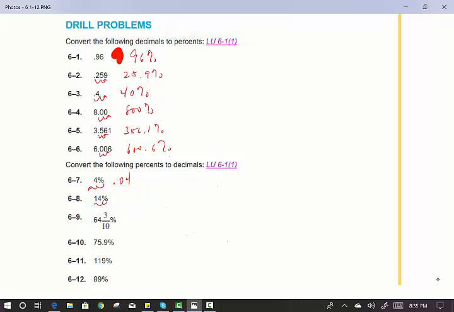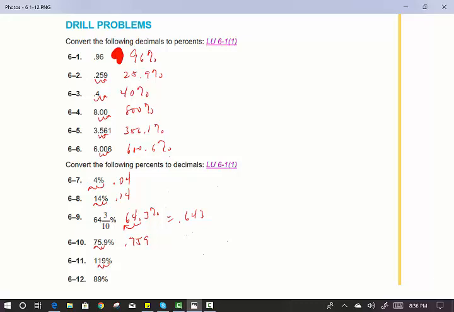Number 8 is 14%. That'll turn into 0.14 or 14/100ths. And then number 9 is 64 3/10%. If you convert that to a decimal percent, it is 64.3%. And then we'll move the decimal point 2 places to the left to make it a decimal, which equals 0.643 or 643 thousandths.